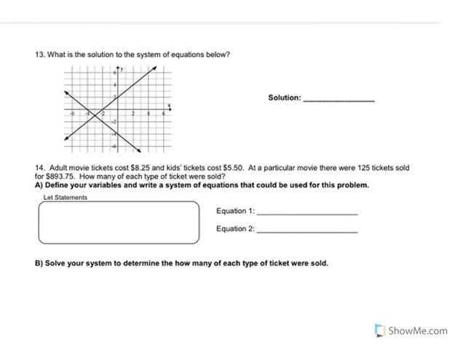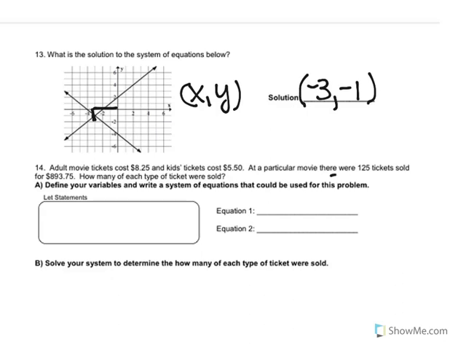It says, what is the solution to the system of equations below? When you're given a graph like this, it's easy to find the solution. We just find where the two lines intersect. They intersect right there at that point, so we want to find the coordinate pair. So we're going to do x, comma, y. So x is -3, and y is -1. And that's our solution.